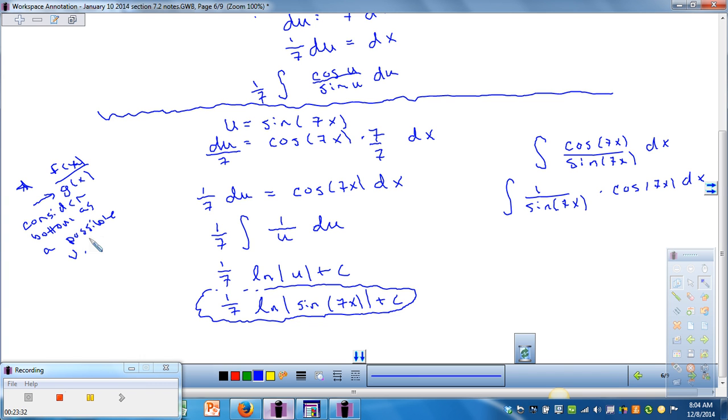So that's why it changed a little bit from the most inside function, because Kyle was right, the most inside function was 7x. But on different types of integrals, choosing a different type of u would make the problem easier to solve. Any other questions with this? Yeah, Ashley?